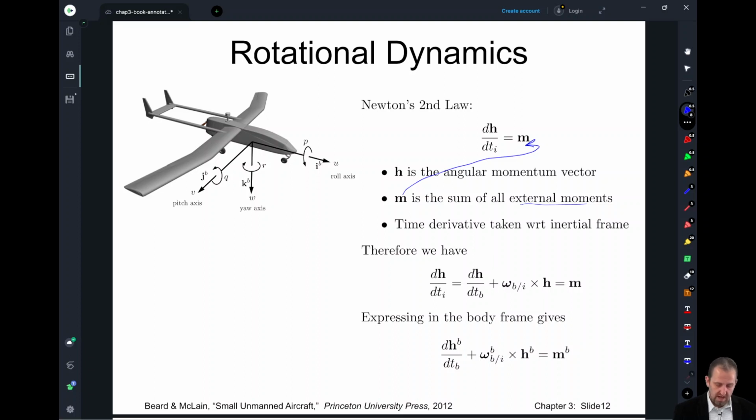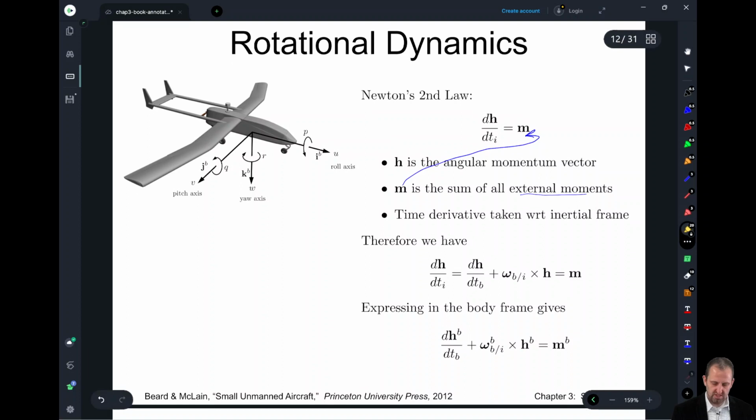So we're going to take the time derivative again with respect to the inertial frame. In our inertial frame, that time derivative of h is equal to the sum of all of our external moments. So we use that relationship that we talked about previously. All we're doing is determining what that guy is right there. And because we have body elements, we're really wanting the time derivative of our body elements.